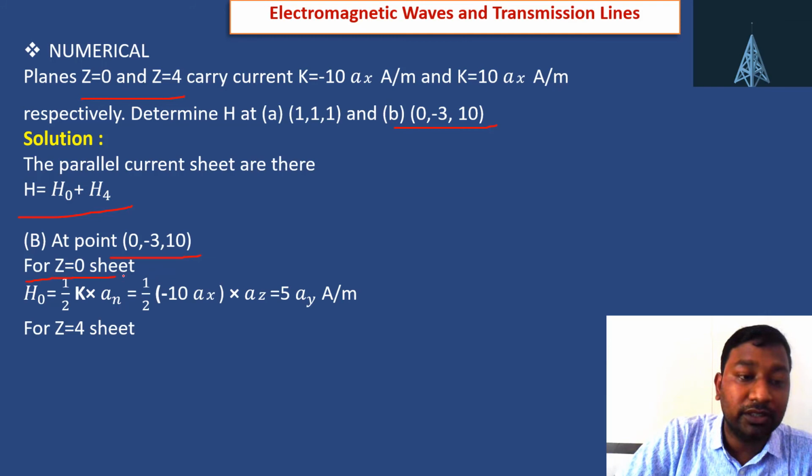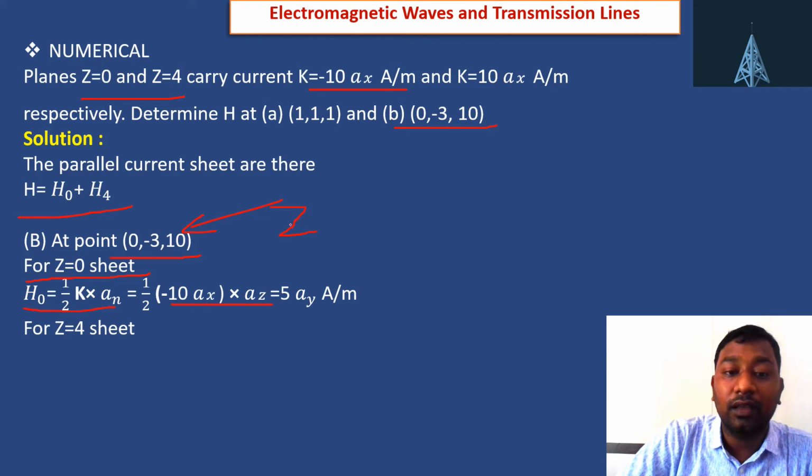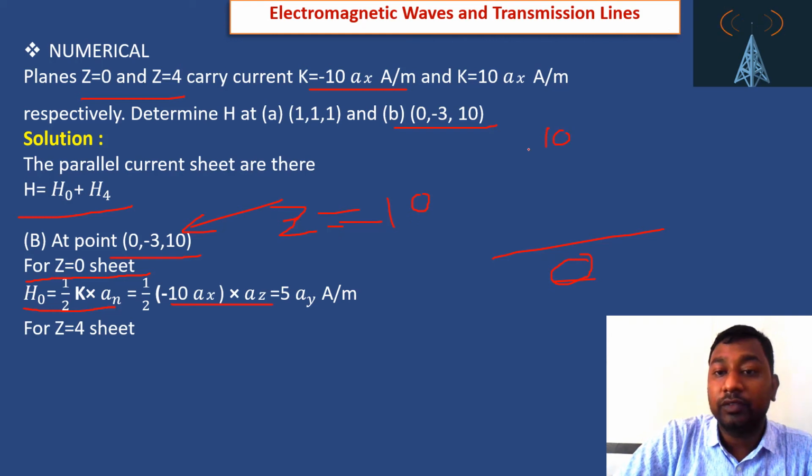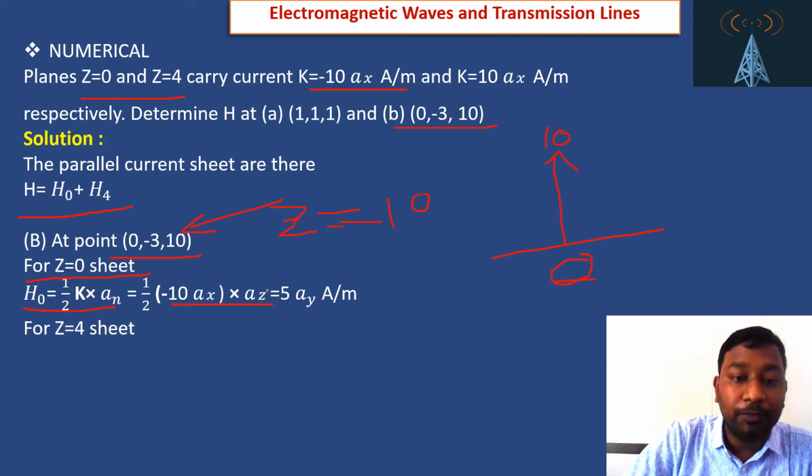For the z equal to 0 sheet, h0 we know is half into k into an, k value we know is minus 10x. Now this sheet is 0 and what is the z value? Z value is 10. So it is upward. So we are seeing that this part is 10. Okay, so we are seeing in upward direction. So this value is positive, or az. So if you take ax into az, again minus y, so we are getting 5y.